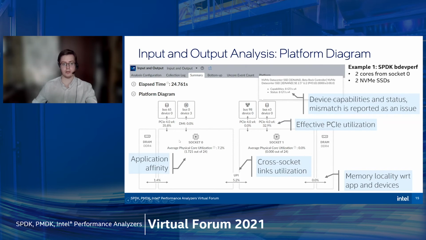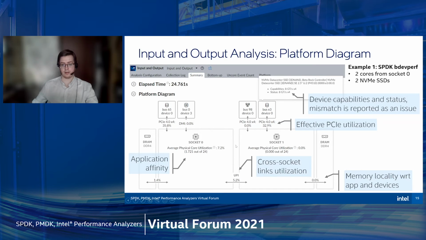And I had two NVMe SSDs, one at each socket, which might not be really optimal. Probably I'll need to move both SSDs to socket 0, where I have DRAM and cores, because in this case I have some UPI traffic that definitely makes transaction latency higher. So let's quickly discuss what utilization metrics we have here.